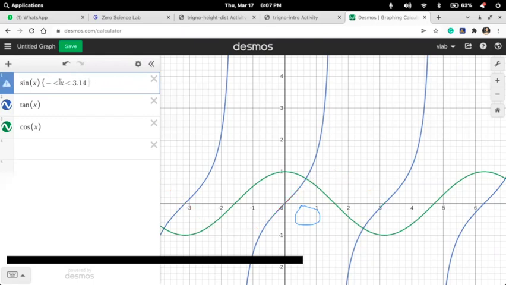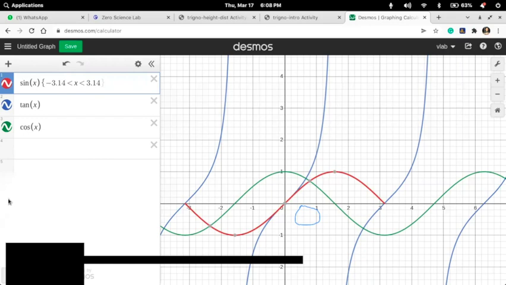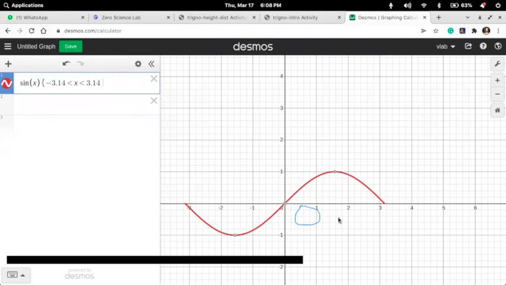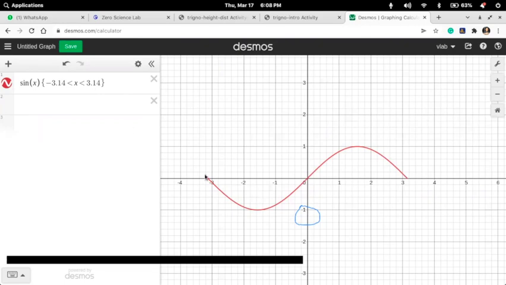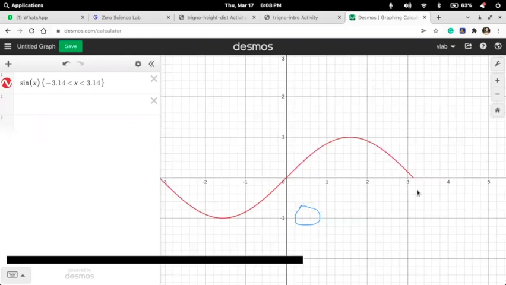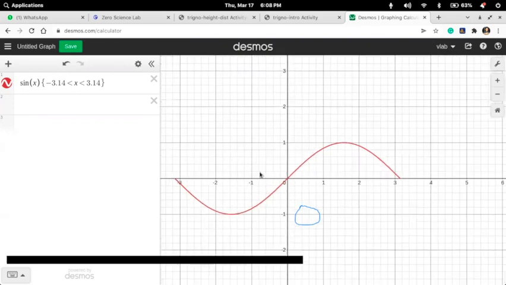Sir, am I audible? Yes, you are. Okay. Are you able to see it? Yes, sir. Okay. Now you look at this. Along horizontal, this is the radians, right? Yes, sir. 3.14 radians means what? How much in degrees? 3.14 radians is equal to how many degrees? You remember?